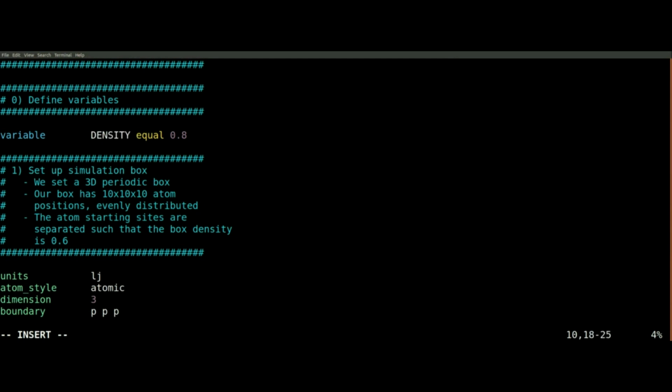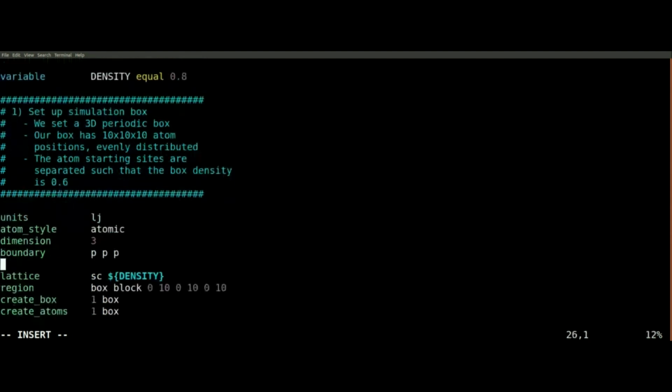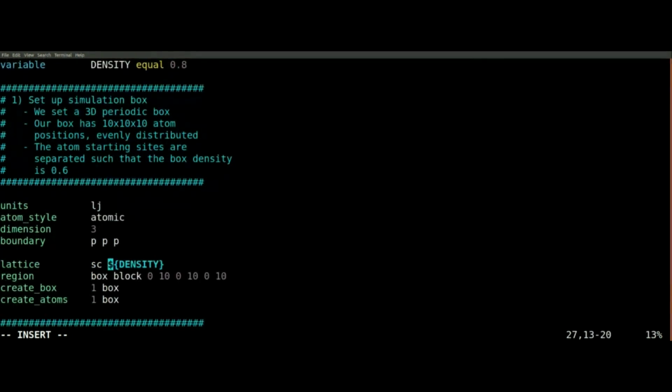You can set variables to be vectors, you can set variables to be words, you can set variables to be a bunch of things. In this case, I've simply set a variable called density equal to 0.8. And then in the lattice part, where before it just said SC for simple cubic and then 0.6 for density, it will read whatever number I've put as the density and use that as the simple cubic density.